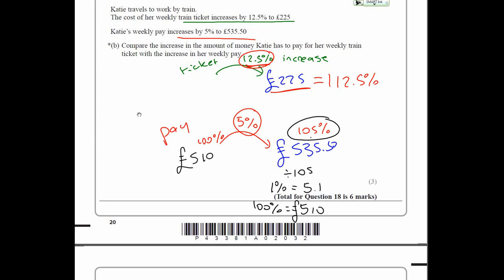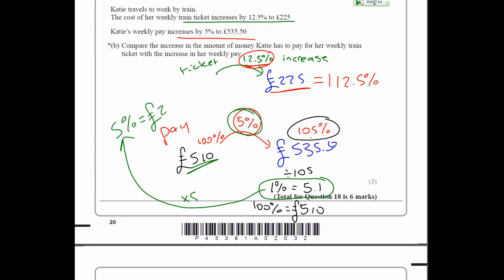What we could have done at this point is think we only want the increase. Do we care about what you started with? Not really. Let's do a shortcut. Go straight to 5% by timesing by 5. 5.1 times 5 is £25.50, which is the increase for the pay.